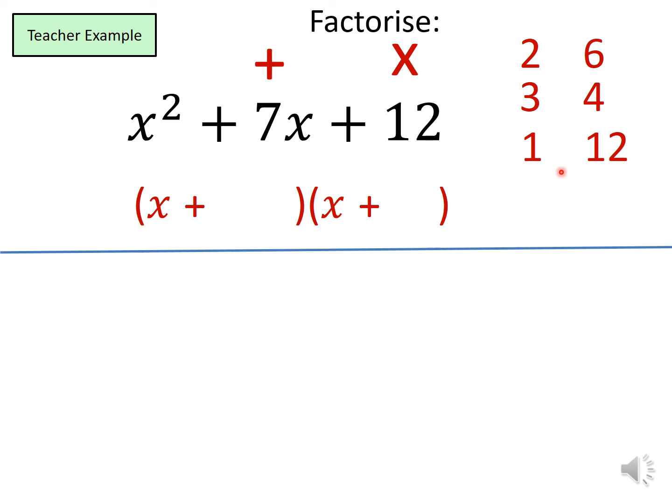Which one of them would give me 7? Well, 2 and 6, there is no way 2 and 6 gives me 7. There is no way 1 and 12 gives me 7. And the only possibility is 3 and 4.